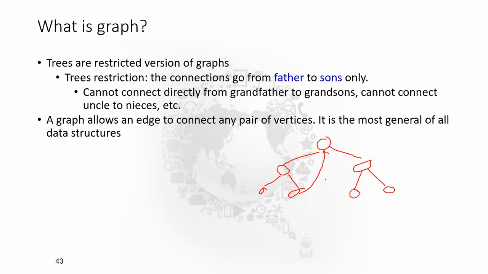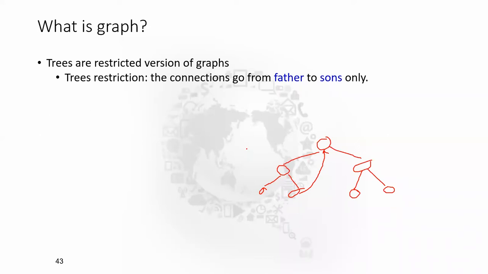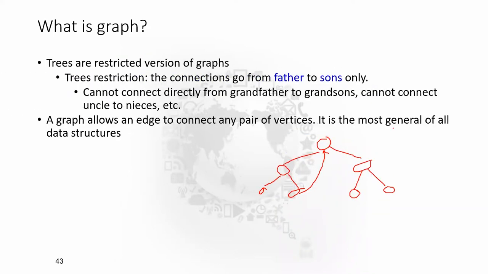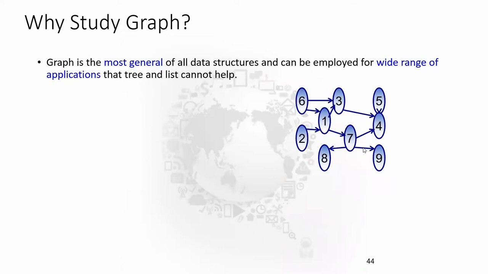A graph doesn't have these kinds of restrictions. It allows an edge to connect any pair of vertices. It is the most general of all data structures. It doesn't have a hierarchical form; it can be in any form. When you connect the nodes, it has to follow certain rules that you set for the data. So a graph is the most general of all data structures and can be employed for a wide range of applications where a tree cannot help.